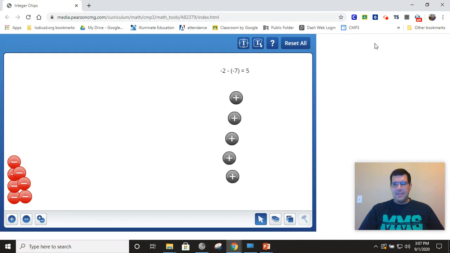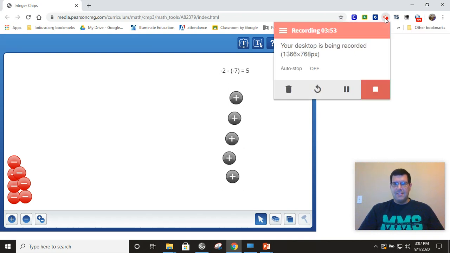Do not try to do these in your head. Work with the chips until you have an algorithm that you can use. And keep working with the chips if you aren't sure what the answer is going to be.